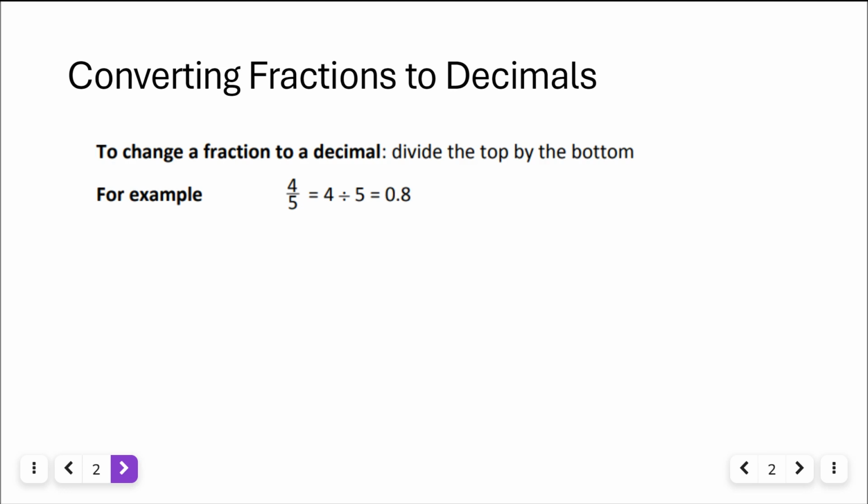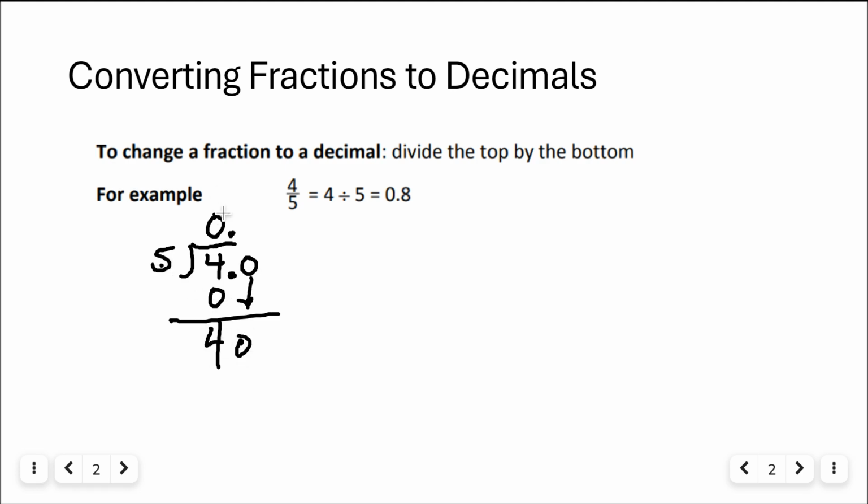So if you want to change a fraction to a decimal, you simply divide the top number by the bottom number. So 4/5 is the same as 4 divided by 5, which if we actually worked out here, we'd have to do 5 into 4. So 5 does not go into 4, it goes in 0 times. So I'll put a 0 here. Then we're going to add a decimal here. Put that decimal up. 4 minus 0 is 4. Bring down the 0. And then 5 goes into 40 8 times. So 0.8 would be our decimal.